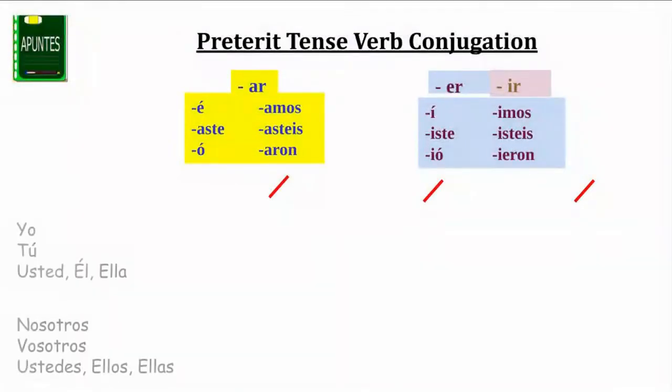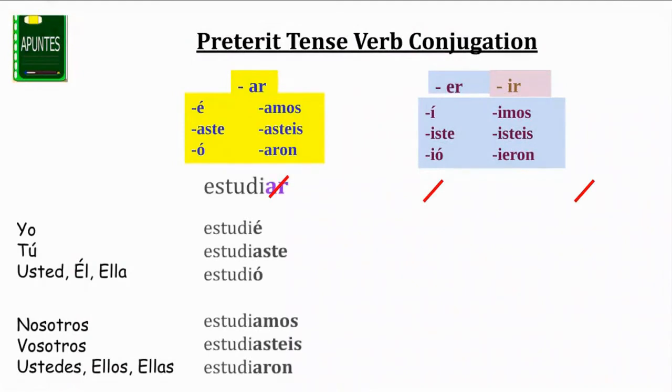So, let's conjugate these verbs together. Pay attention to that pronunciation. For the verb estudiar, repetir por favor. Yo estudié, tú estudiaste, usted, él, ella estudió. Nosotros estudiamos, vosotros estudiasteis, ustedes, ellos, ellas estudiaron. Notice that none of the plural forms have accent marks.